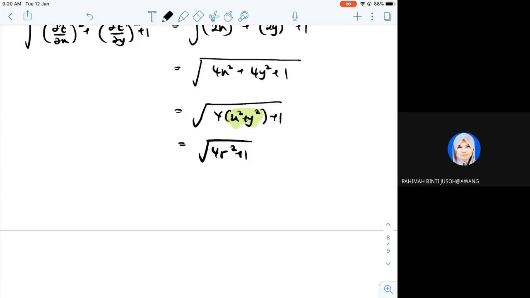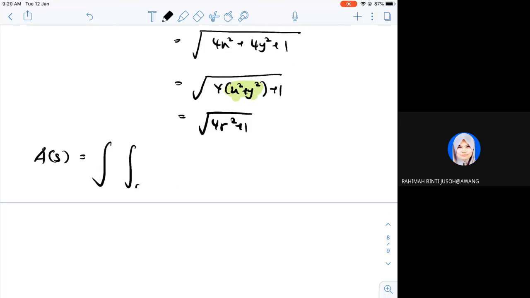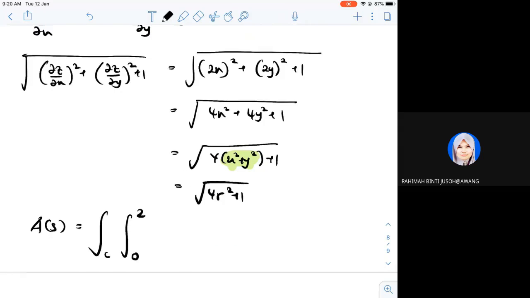Therefore, surface area equals the double integration. We take the limits in red that we found earlier: 0 until 2, and then 0 until 2 pi. Then we have the square root of 4r squared plus 1. And after that, what comes at the back? r dr d theta. Yes, very good. We have r dr d theta. Remember, in polar there are three siblings: r, dr, d theta.